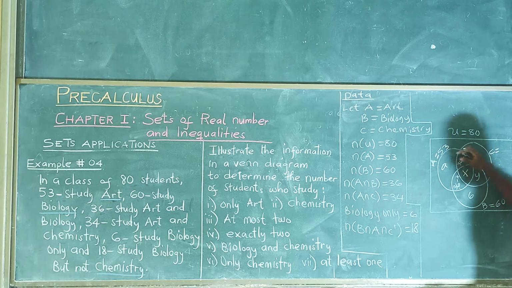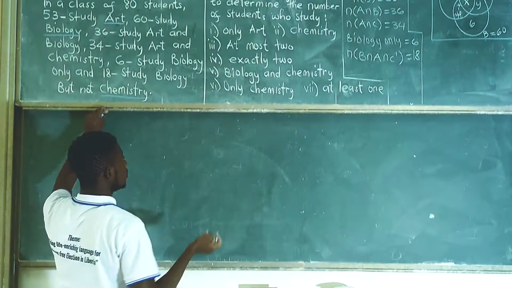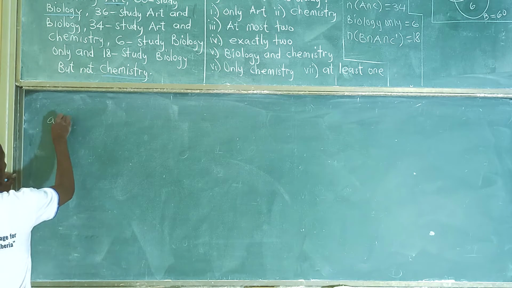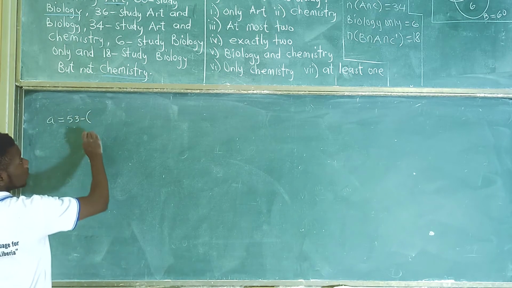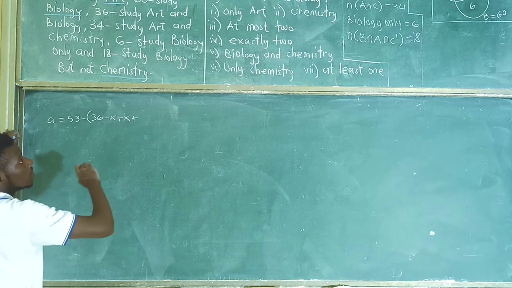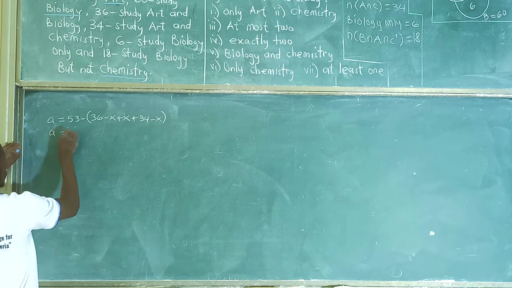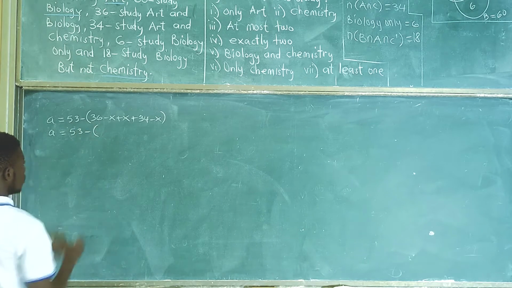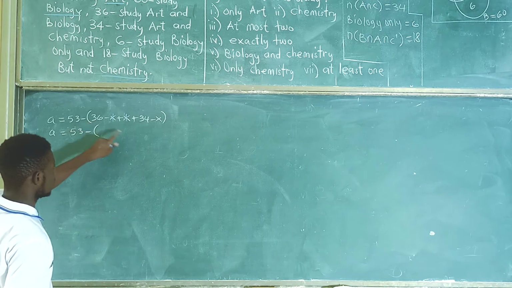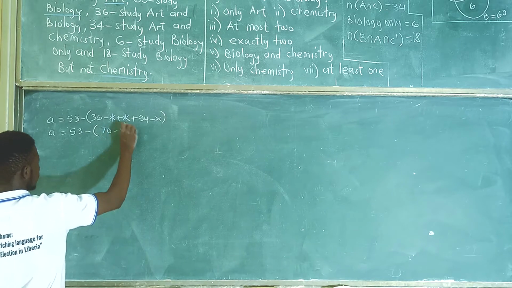So A will be 53 minus this plus this plus this. So A, which is the number of students that study only art, will be equal to 53 minus (36 minus x plus 34 minus x). So what you observe is this negative x and this positive x. What we can have is 36 plus 34, which is 70, so it's 70 minus x.